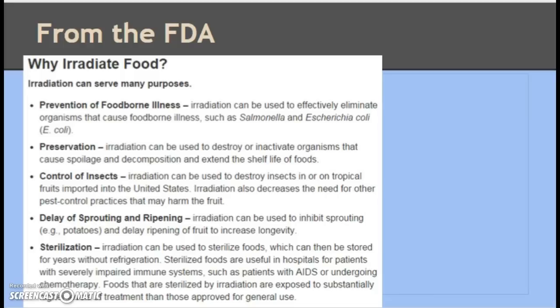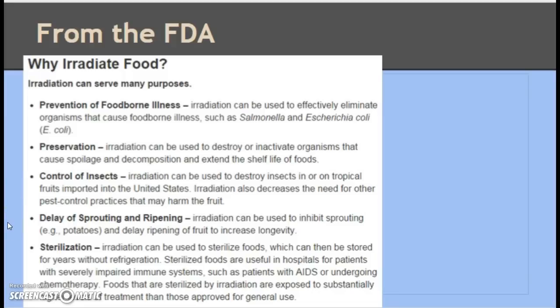So why do we irradiate food? Well, first of all, to prevent illnesses, specifically ones like Salmonella and E. coli. You can preserve it. For example, when the astronauts go on the spaceship, they use food that has been irradiated, so they don't have to worry about the bacteria coming along and getting sick up in outer space. You could use it to control insects.